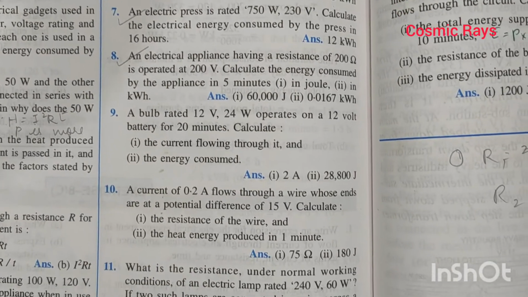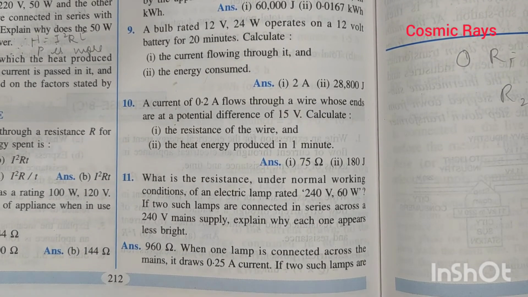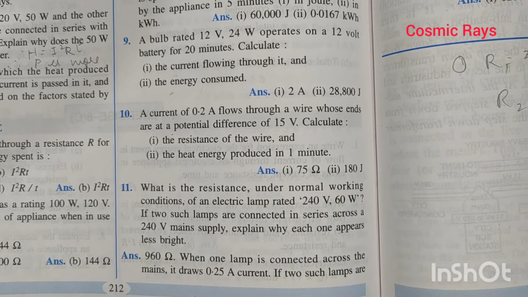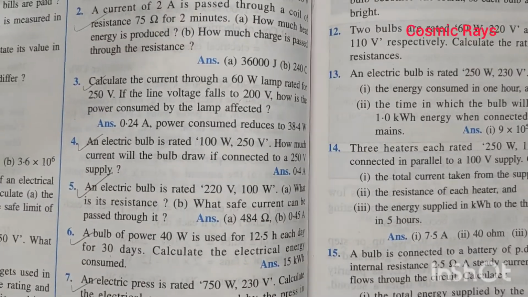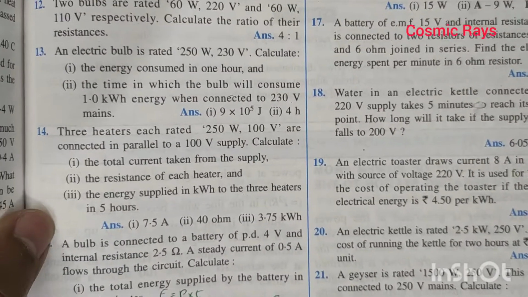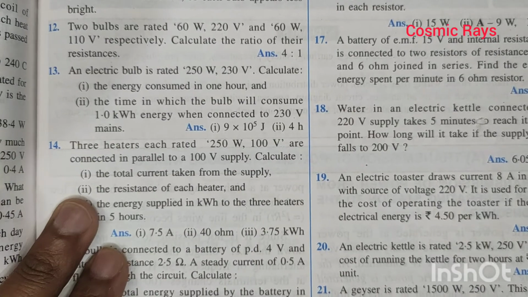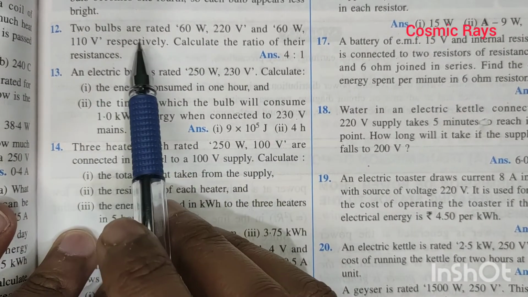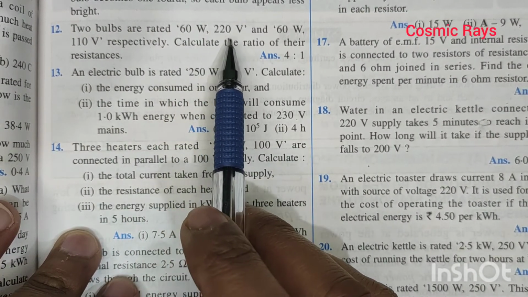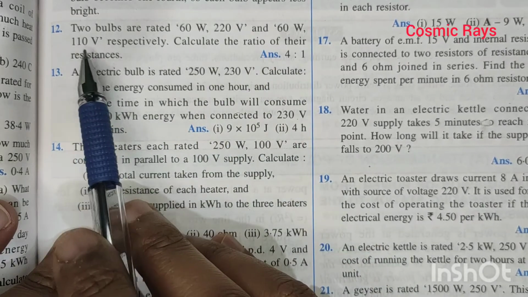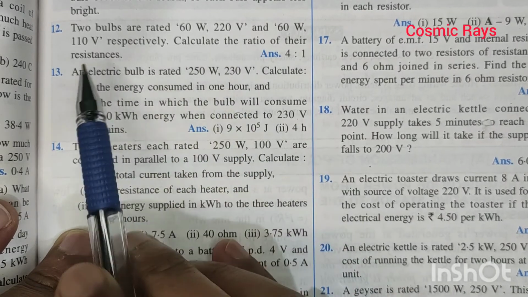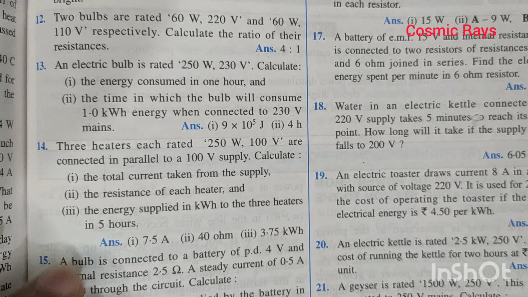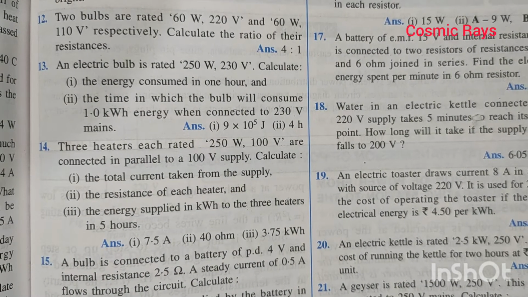Now question number 11 is important, but they have already given the answer there. Kindly go through it, you will understand. Now the next question that we will be taking is, let's take number 12. It says two bulbs are rated 60 watt and 220 volts and 60 watt and 110 volts respectively. Calculate the ratio of their resistances. So we have to calculate the resistance for both and then find the ratio.